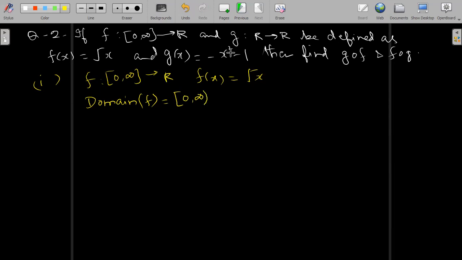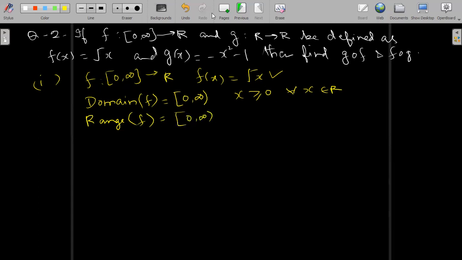Always infinity cannot be included in the interval. And for x, that means x is always greater than or equal to 0. Then only the root exists. That's why. So what will be the range now? The domain is this one. So whenever you put 0 to positive numbers, on the right hand side also you will get 0 to positive numbers. So the range will be the same. That means the range of f will also be the same.